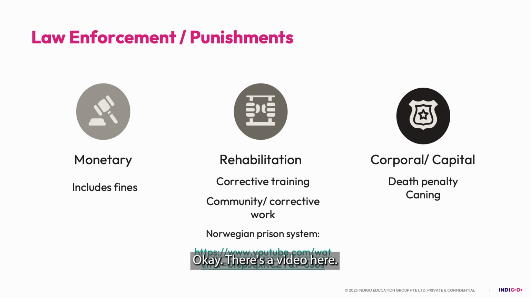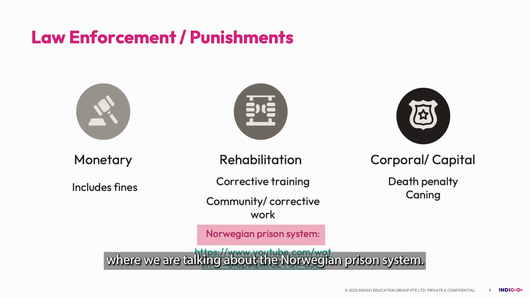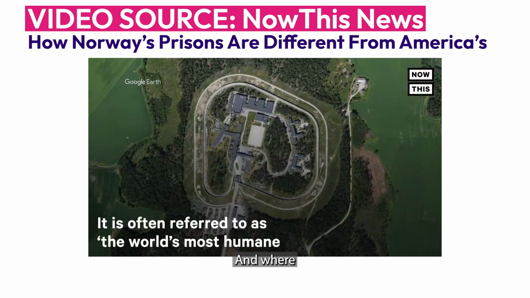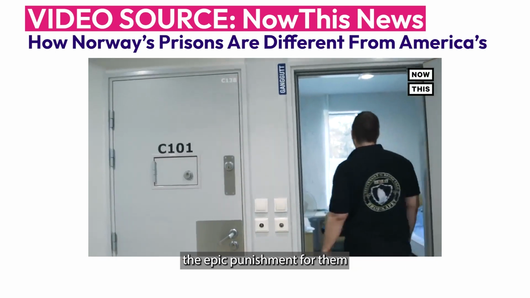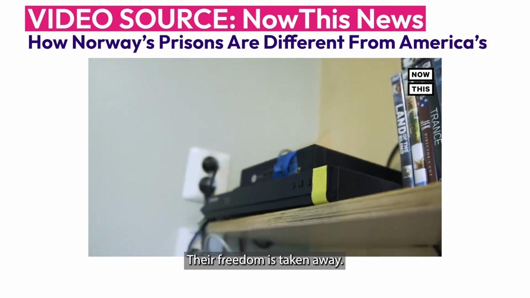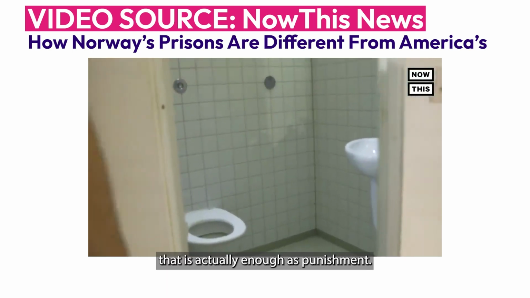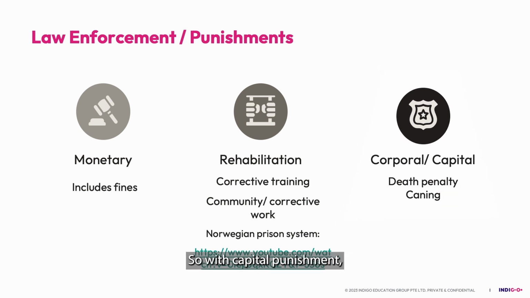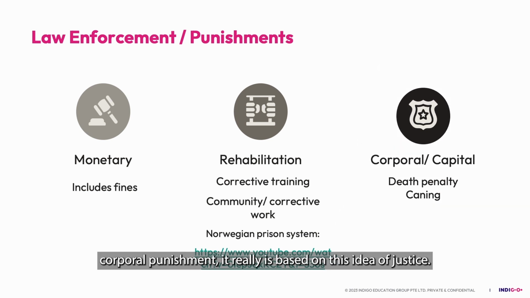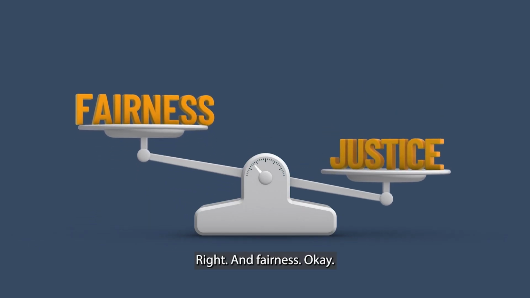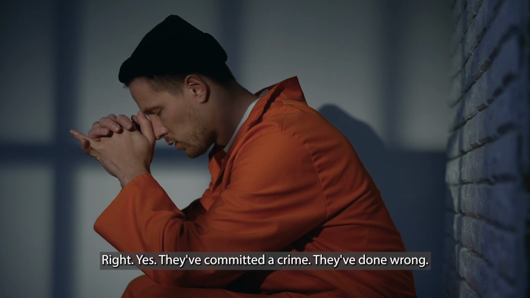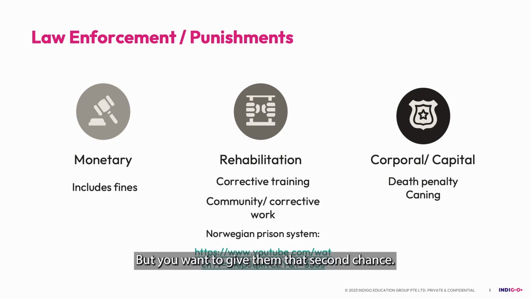Okay, there's a video here where we are talking about the Norwegian prison system. The Norwegian prison system is essentially one that is heavily based on this idea of rehabilitation, right? And for the inmates, the offenders, the ultimate punishment is that they have lost their sense of freedom. Their freedom is taken away. And to the Norwegians, that is actually enough as punishment. With corporal punishment or capital punishment, that is slightly different. With capital punishment and corporal punishment, it really is based on this idea of justice and fairness. With the idea of rehabilitation, the issue is often to do with mercy, right? Yes, they've committed a crime, they've done wrong, but you want to give them that second chance. So that's essentially what drives the focus of that sort of punishment.